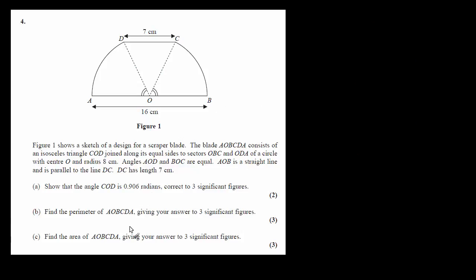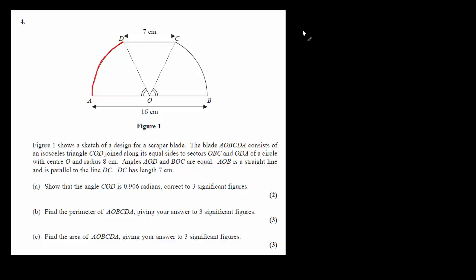So part B says to find the perimeter, so the distance around the outside, of our scraper blade. So we already know this length along the bottom is 16, and we already know the length along the top is 7. So the only bits that we're not sure about are these lengths here. So these two are the same because the angles are the same and they're both part of the same circle with the same angle. And these are the arc length of these sectors.